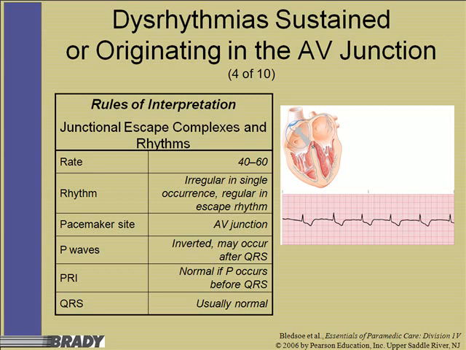And go back to your initial cards. Remember, in the upper SA node, we're going to pace at 60 to 100. In the AV junction, it's going to be 40 to 60, and then the ventricles it's 20 to 40. So just remember those rules.